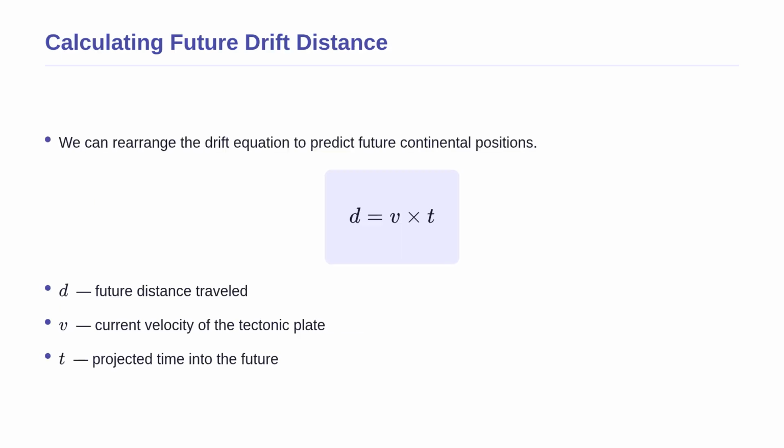Now that we have used the formula to look into the past, let us understand how to look into the future. By simply rearranging our fundamental equation, we get d equals v times t. In this form, d represents the future distance a continent will travel. The variable v is the current velocity of the tectonic plate, and t is the projected time into the future we want to analyze. If we assume the current rate of movement remains constant, this equation allows us to project geological changes millions of years before they happen. Let us see how this works with a modern example.